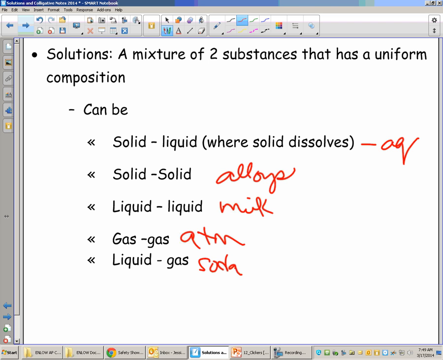And then remember, a solution is a homogeneous mixture. They're uniformly mixed throughout. So if I ever say solution, you should be thinking homogeneous. So those are all the different types. On a multiple choice question, do not get that wrong. It's like which of these is not a mixture or something like that.